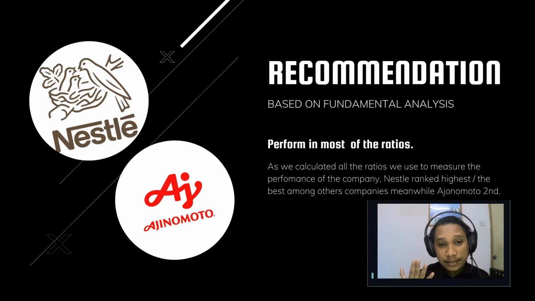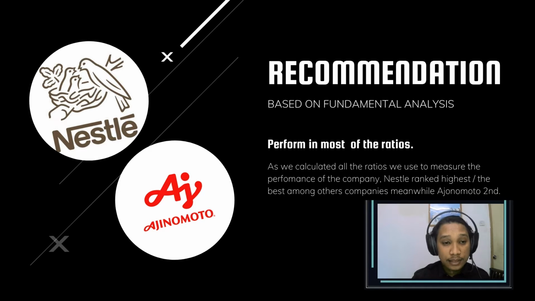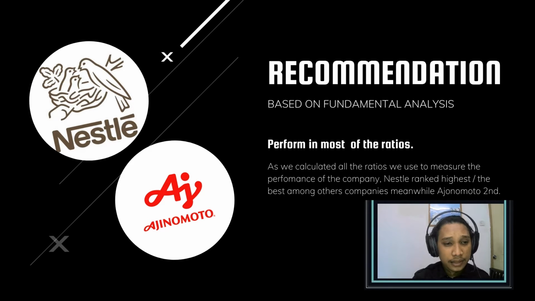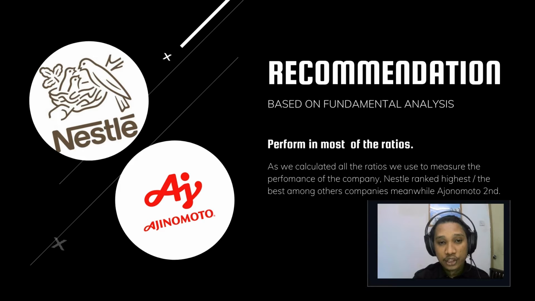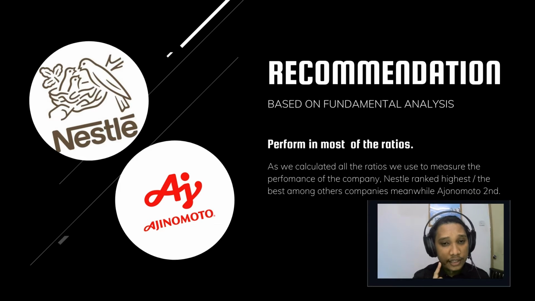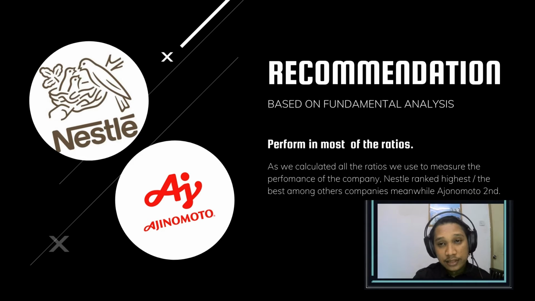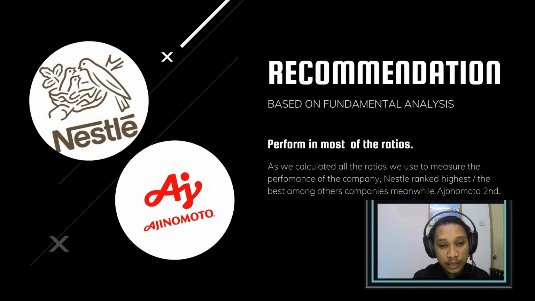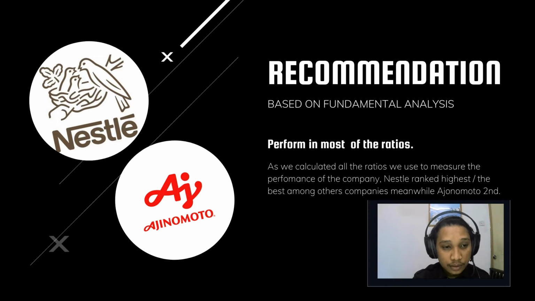So what does this indicate? This indicates Nestle is efficient in deploying its assets to generate profit, and the company's ability to earn a return on its equity investment for those years is good. In addition, Nestle declared a dividend per share average of 2 ringgit 70 cents to 2 ringgit 80 cents, which could be the main attraction for investors.